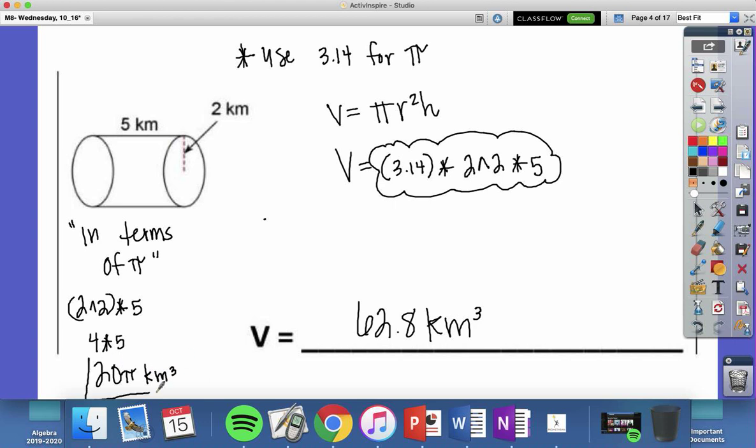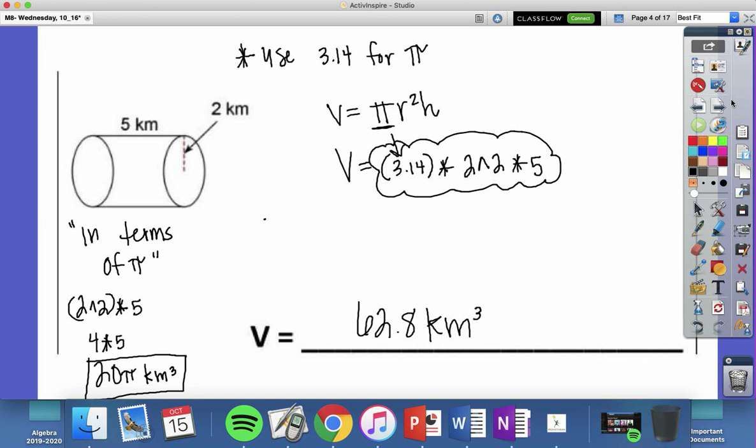So the big difference here is in one version, I don't multiply it by pi. I leave pi as part of the answer, and I just multiply the radius squared times the height. If they tell me to actually work it all the way out and they give me explicit directions to use 3.14 for pi, then I need to use that in the calculations and the formula and plug it in place of where pi would usually go. So for this one, our final answer is 62.8 kilometers.